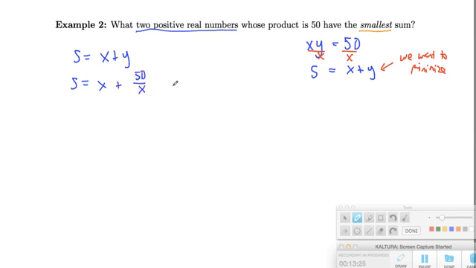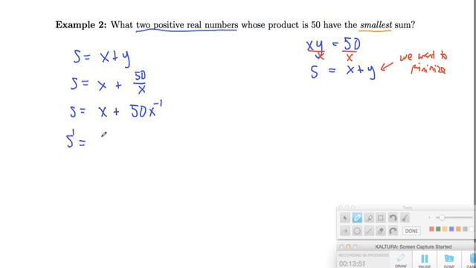Right? And to take the derivative here, you really have two options. You could either do the quotient rule on that second part, or you could rewrite the original function as just 50 times x to the negative 1 and take the derivative as a polynomial. That's what I'll do, but you would get the same answer if you did the quotient rule.